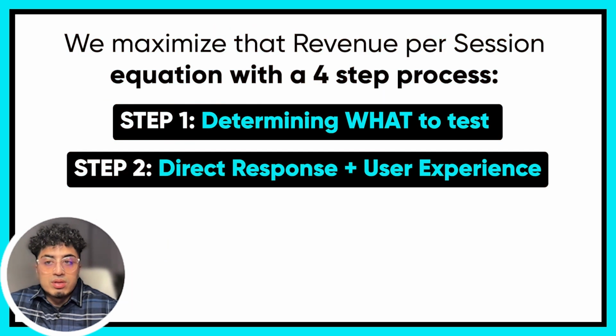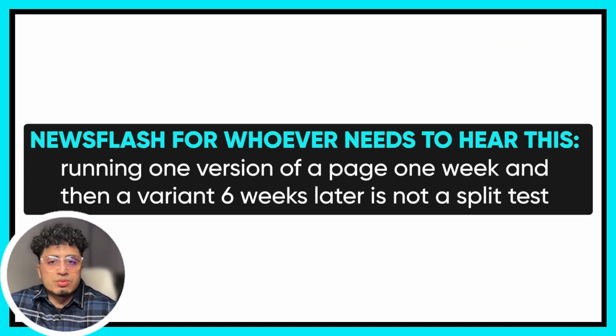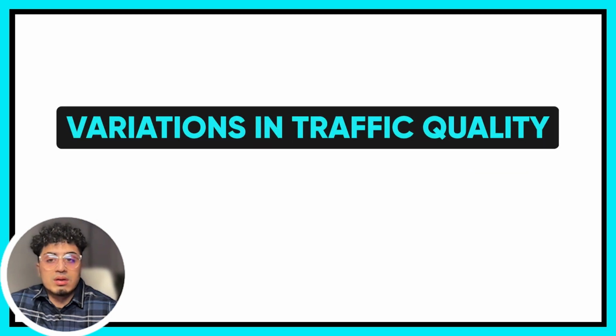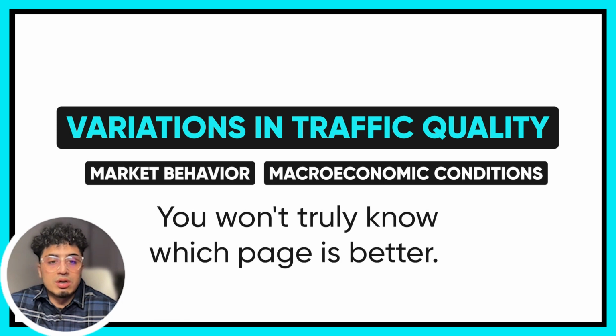The third component to it is consistent split testing. So what's your split testing schedule look like? Or even better, when was the last time you ran one? Are you controlling for variables like seasonality? Newsflash for whoever needs to hear this, running one version of a page 1 week and then a variant 6 weeks later is not a split test. There are too many variables in traffic quality, market behavior, and macroeconomic conditions. You won't truly know which page actually is performing better.